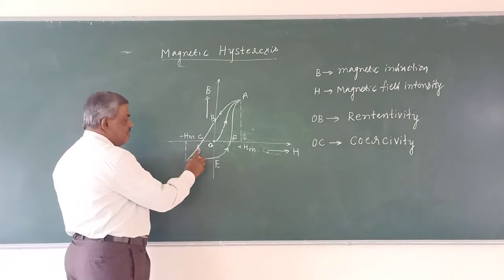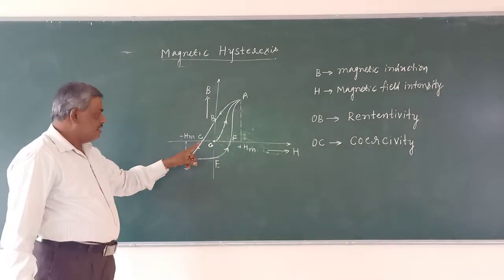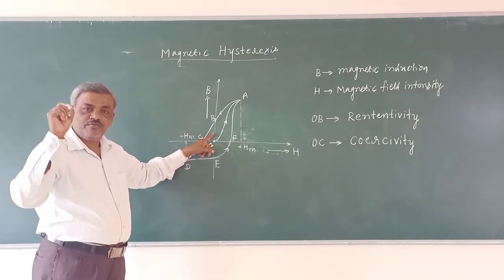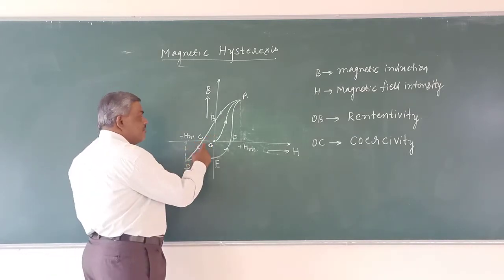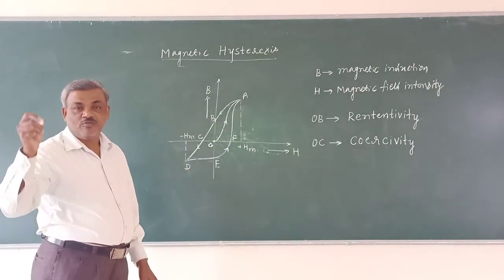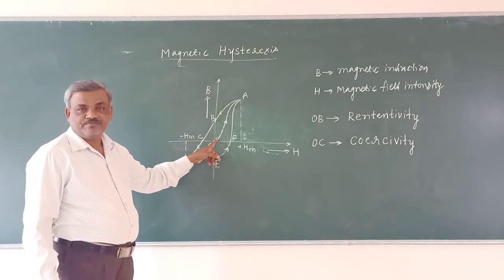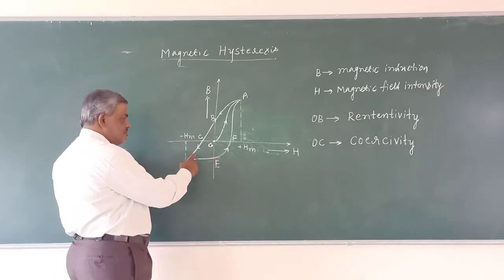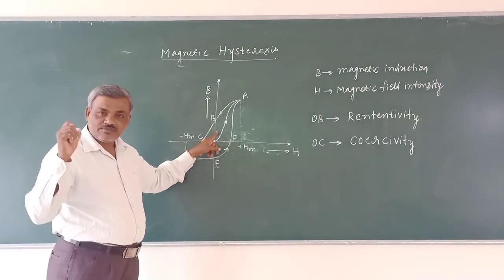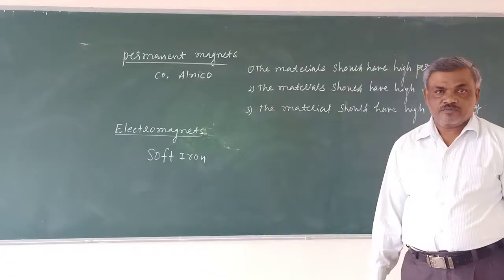What does the area of the hysteresis loop represent? The area of the hysteresis loop represents the energy loss per unit volume of a specimen per cycle of magnetization. This is one more question: what is the significance of the area of the magnetic hysteresis loop? It represents the energy loss per unit volume of a specimen per cycle of magnetization.